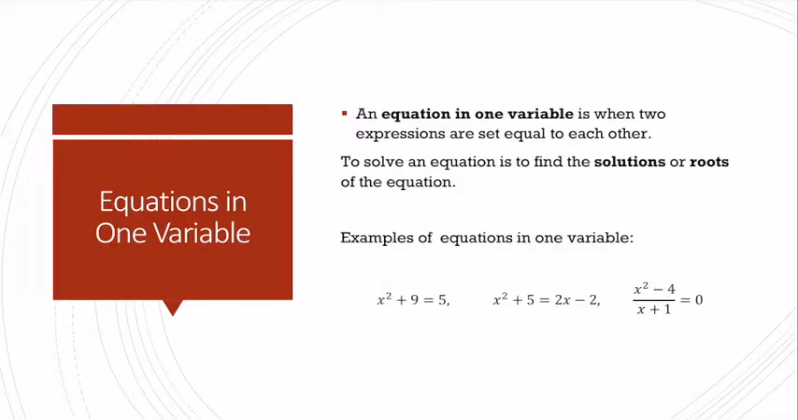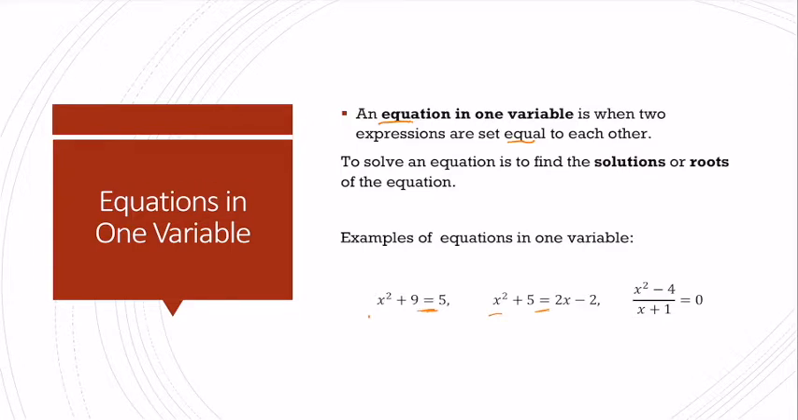So an equation of one variable is when two expressions are set equal to each other, right? It has to be an equation. It has to have an equal sign in order to be an equation, because they're equal, equation. I like kind of looking at the English. So here's a few examples.